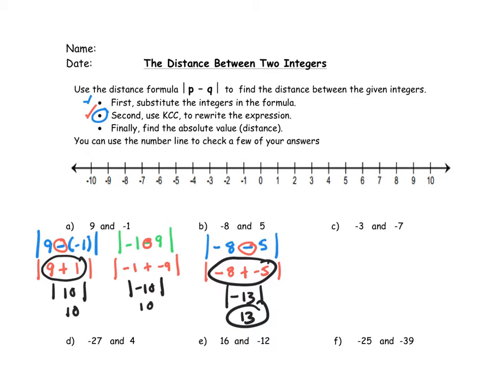And by the way, if you wanted to check this out, you could plot where -8 was, that was the original, and where 5 is, and you could count in between to see if it really is 13. That would be a good check. Would you please complete letter C from start to finish on your own, and then check back for the answer.